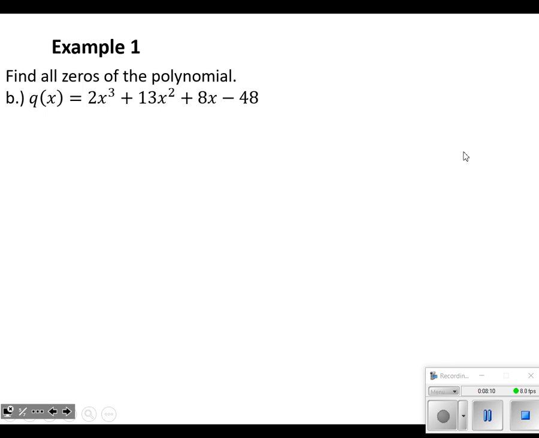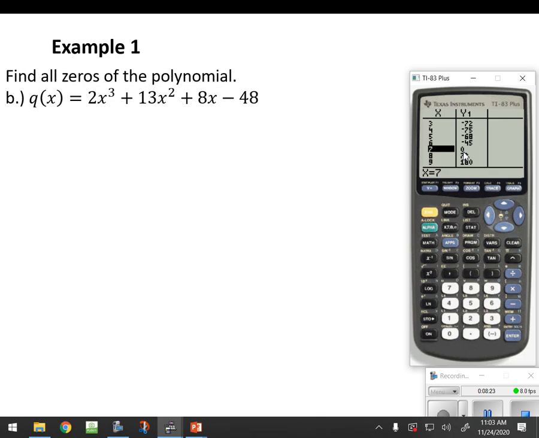All right, our second example. Here we've got another cubic, a third degree polynomial, so I'm expecting 3 zeros coming out of this one. I'm going to bring the calculator back up, and we'll go back to the y equals menu, clear out what was there. We need to find a 0 to begin with. So let's see, we've got 2x to the third plus 13x to the second plus 8x minus 48.